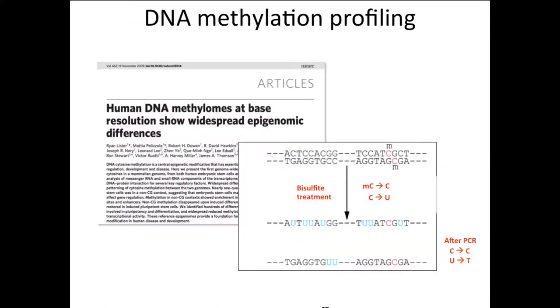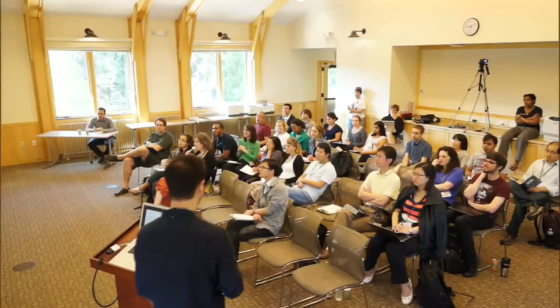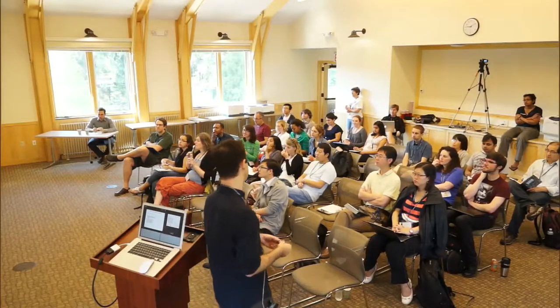There are people using sequencing to do all kinds of assays. This is DNA methylation profiling using whole genome deep sequencing. It's based on a technique called bisulfite conversion. Has anybody heard of this? Okay, so what is it? How does it work?